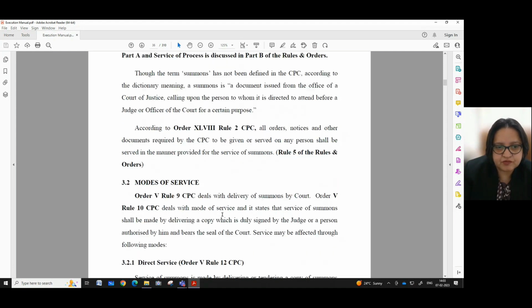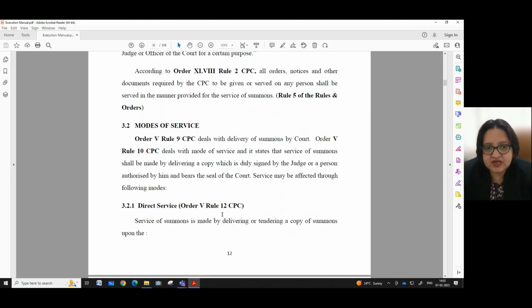Modes of service. Order 5, Rule 9 CPC deals with delivery of summons by court. Order 5, Rule 10 CPC deals with mode of service, and it states that service of summons shall be made by delivering a copy which is duly signed by the judge or a person authorized by him and bears the seal of the court. Service may be effected through the following modes.